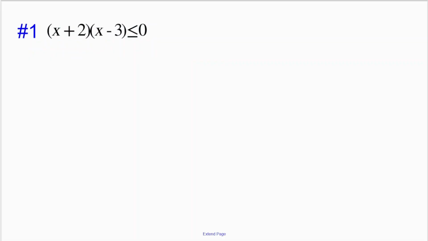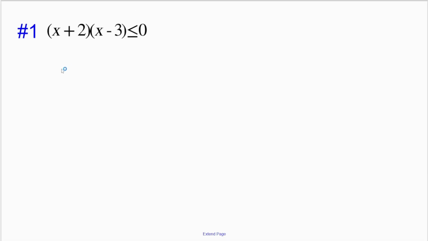So we have x plus 2 times x minus 3 is less than or equal to 0. So we want to evaluate this inequality, find the x values where this expression on the left side is less than or equal to 0. So in order to do this, we're going to do the snake method.